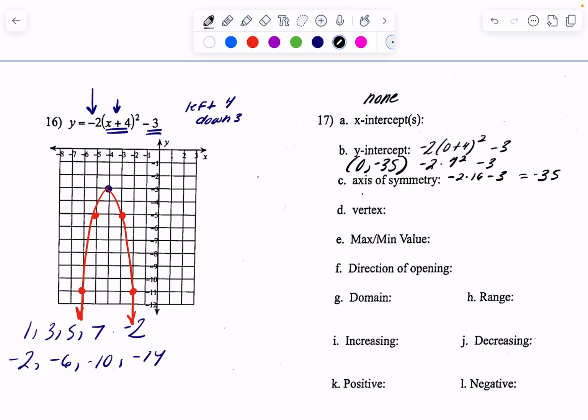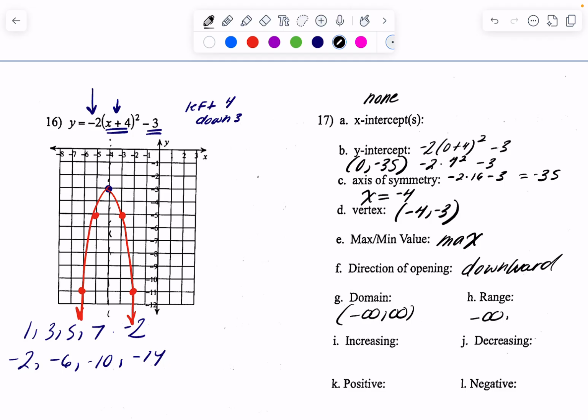The axis of symmetry is at x equals -4. Remember, right here is our axis of symmetry. Our vertex is -4, -3. It's a maximum opening downward. Domain is from -infinity to infinity. Our range is from -infinity up to -3. Bracket on range. Increasing is from -infinity to -4. We're decreasing from -4 to infinity.